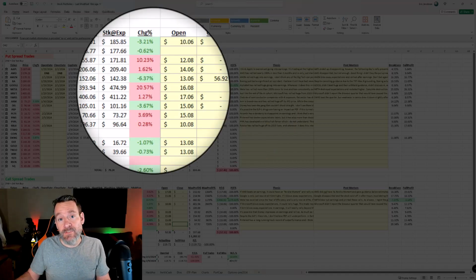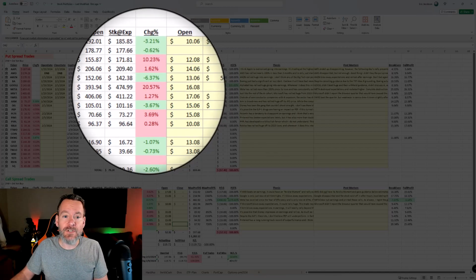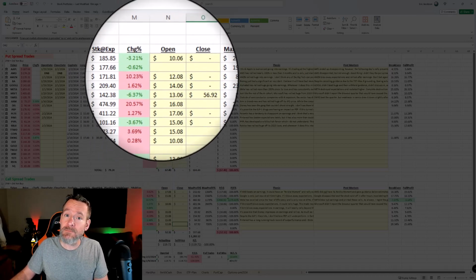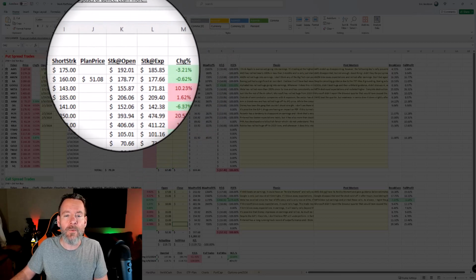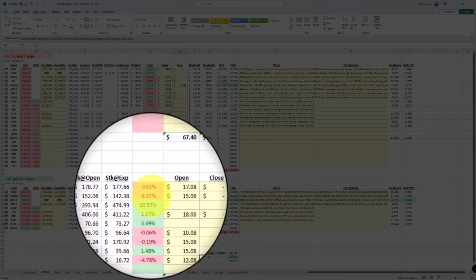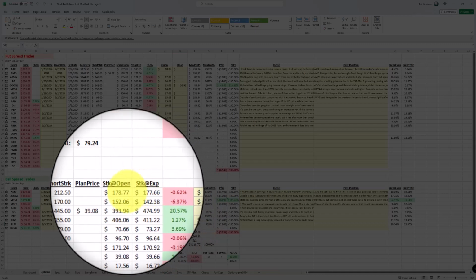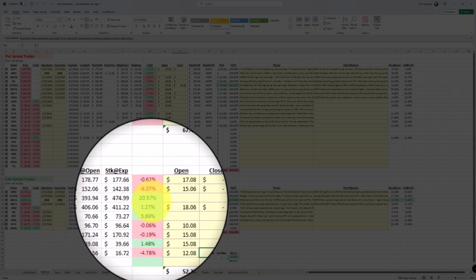I did buy put spreads on Meta, and as you can see, it had such a blowout quarter that it jumped 20.57%. When we're talking about put spreads, we want it to move down. So what this column is calculating is how far below where the option opened is the stock price. If we go down and we look at the call option spreads, you can see that it's the opposite. Since we want the price to move up, if it moves down from where we opened the trade, it turns the cells red. But if it moves up, it turns the cells green.